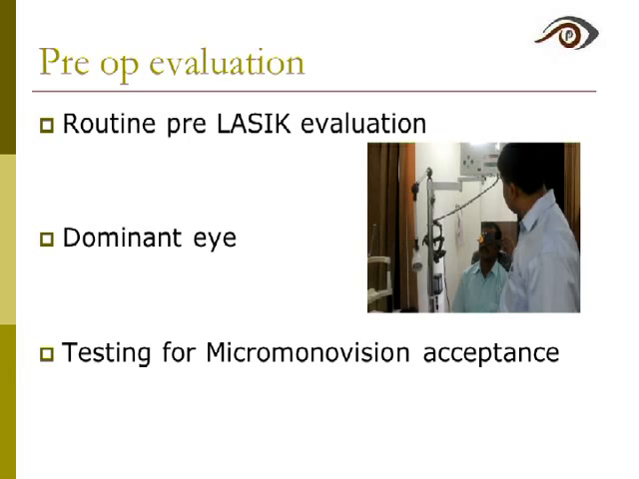Then you can tell the patient to bring that aperture immediately near to his eyes. It is going to come directly into his dominant eye. Then a very important step is testing for micromonovision. So this is very, very important.